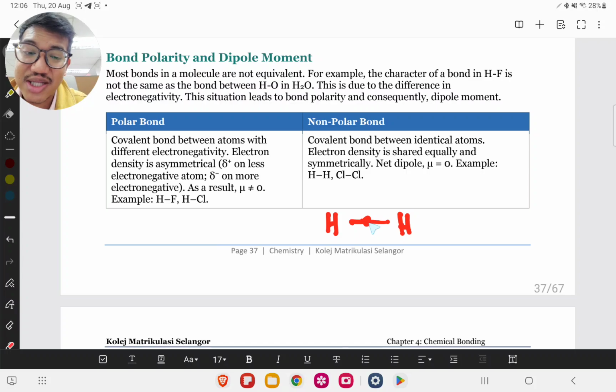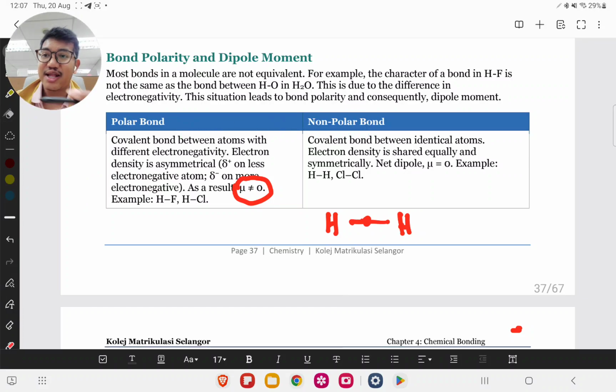So on average it will be exactly in the middle, and because of that there is no asymmetrical distribution of electron. Maksudnya elektron dia sama rata, dan disebabkan oleh itu dia tiada kutub. Okay, and this is the concept of polarity, and the concept of polarity is explained through this here. Okay, so let's have a look at that. So in conclusion, before we proceed to what this symbol is, okay, we look at polar bond and non-polar bond.